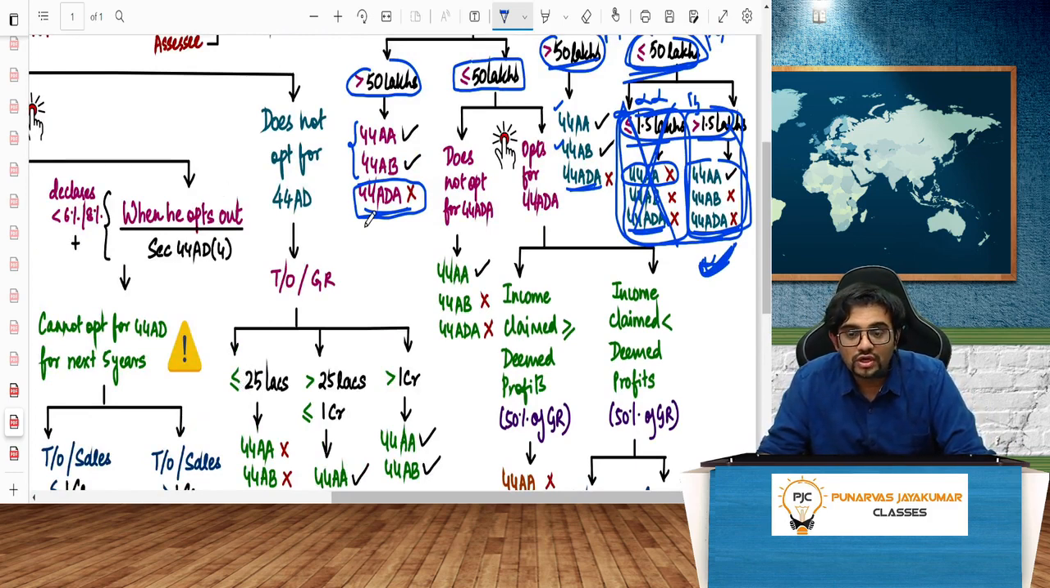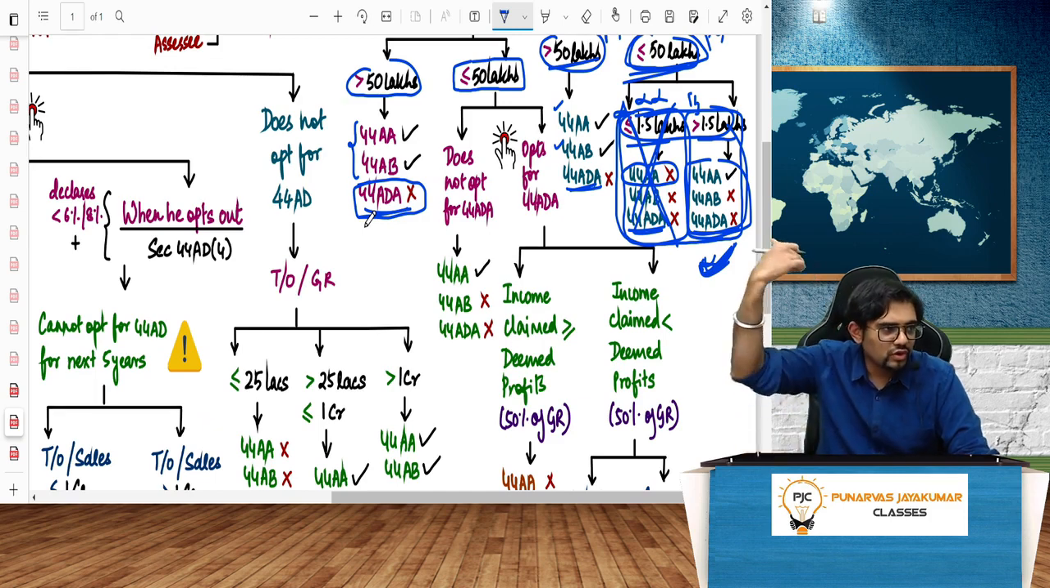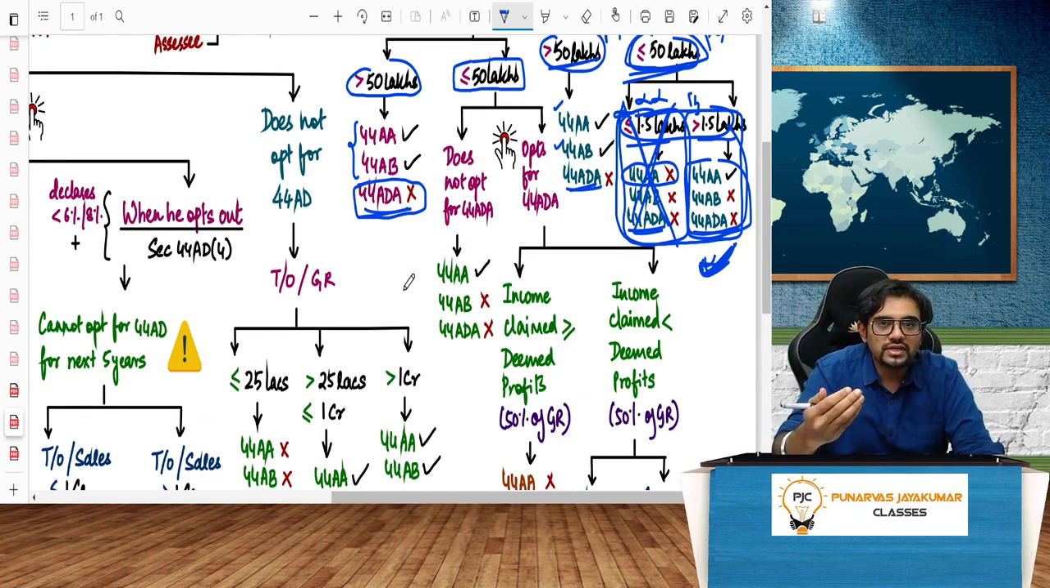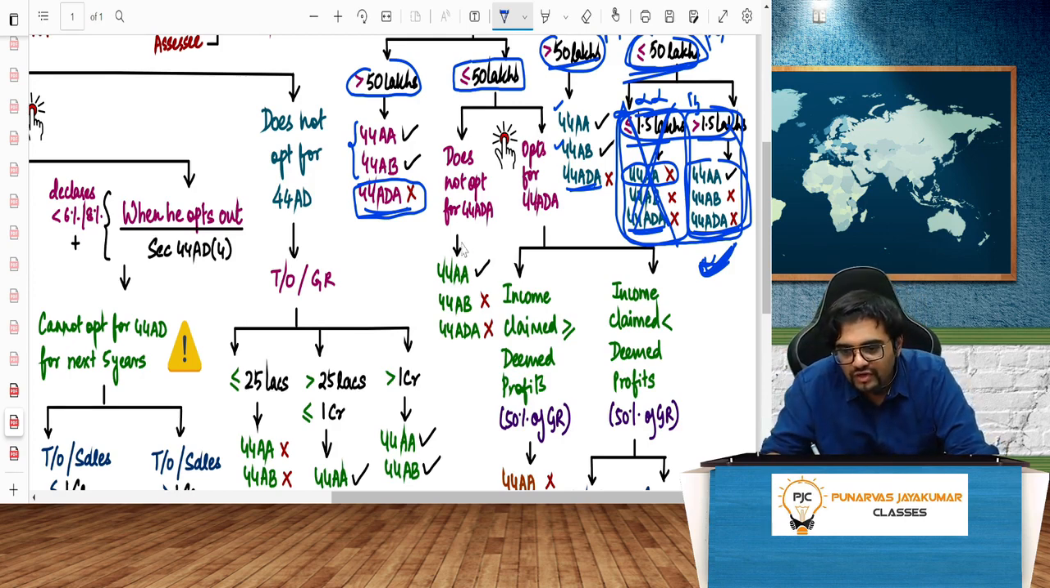Now, if you do not opt for 44 ADA, you don't go to that presumptive taxation at all. Do not opt for it. Then assuming your receipts is at least more than 1.5 lakhs. That assumption I am making. 44A will come, 44AB will not come, 44ADA will not come. Assuming is what I am saying.